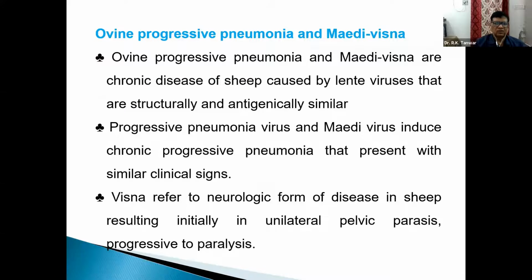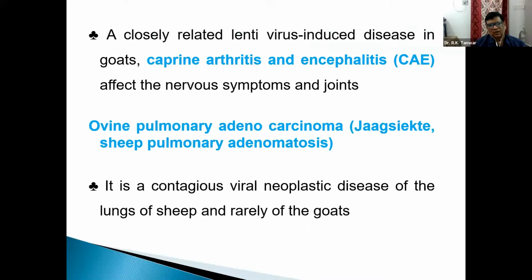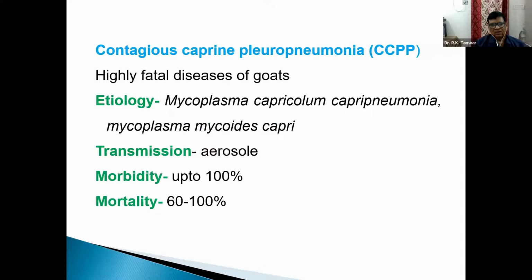Then I don't know what is the status of ovine progressive pneumonia and maybe Visna in India. Then caprine arthritis and encephalitis is also there. I have not seen this case. Then ovine pulmonary adenomatosis, I don't know what is the status, but in pneumonia, these are the reasons which we have to see.